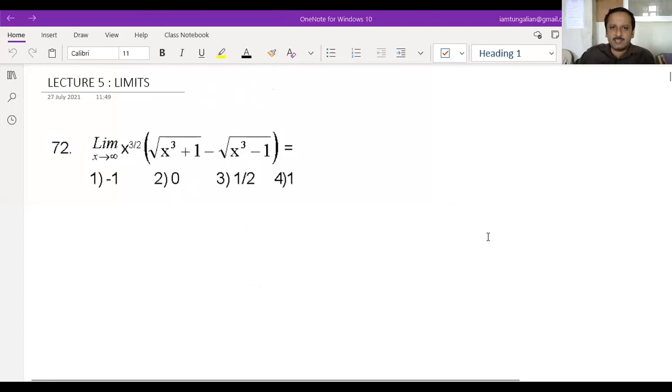The number of participants is very less day by day, it is decreasing, and it is more so with the evening's class. If it is in the morning, maybe some more would have attended the class.